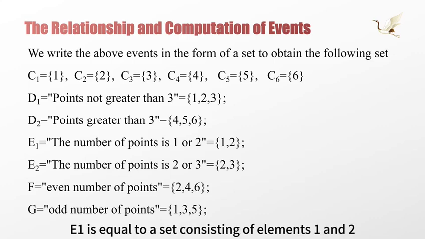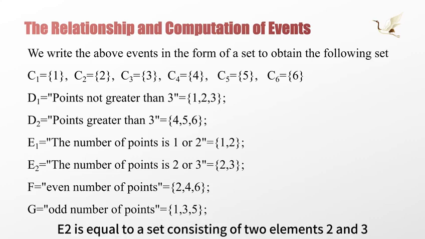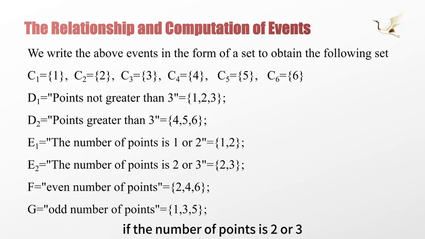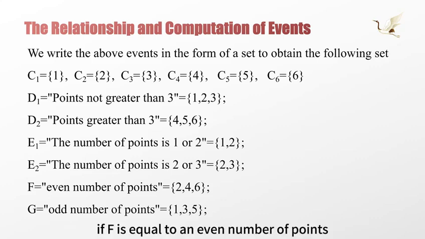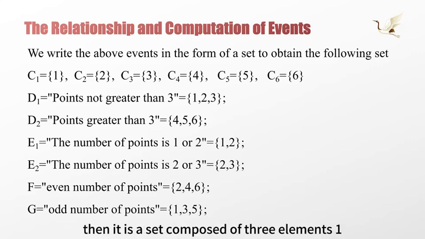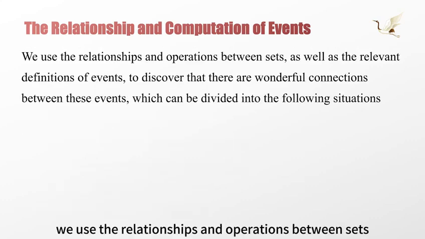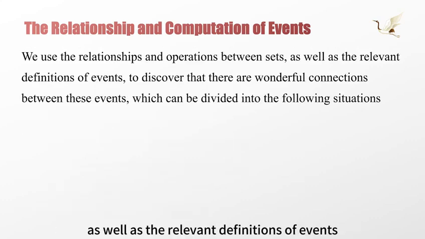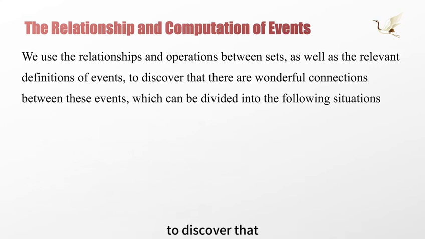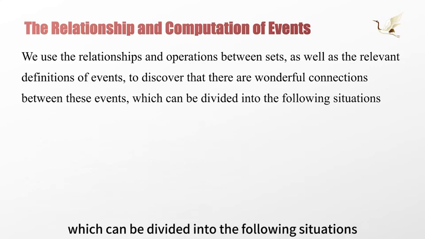E1 is equal to a set consisting of elements 1 and 2, where the number of points is either 1 or 2. E2 is equal to a set consisting of the 2 elements 2 and 3, if the number of points is 2 or 3. If F is equal to an even number of points, then it is a set composed of 3 elements, 2, 4, and 6. If G is equal to an odd number of points, then it is a set composed of 3 elements, 1, 3, and 5. We use the relationships and operations between sets, as well as the relevant definitions of events, to discover that there are wonderful connections between these events, which can be divided into the following situations.